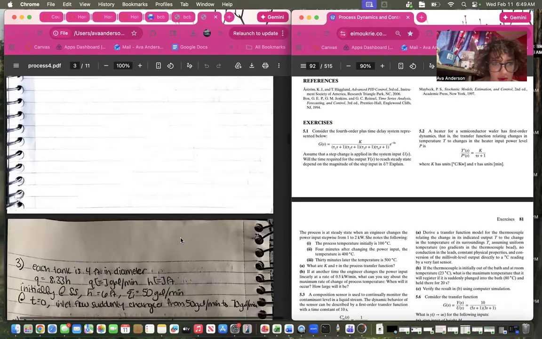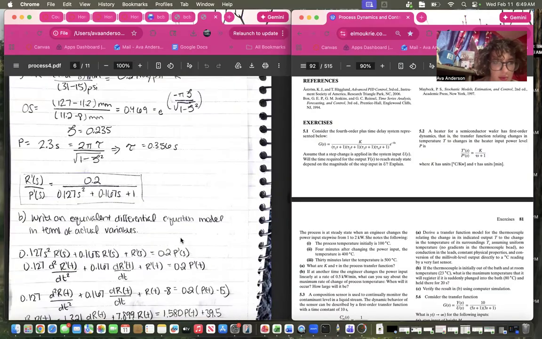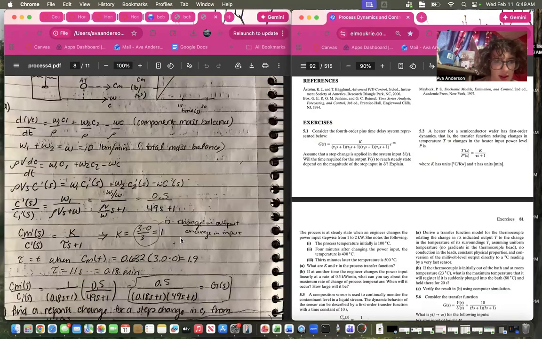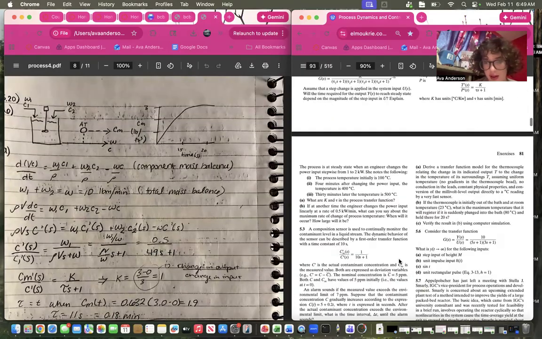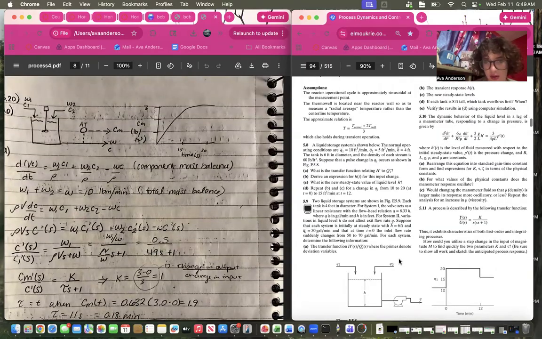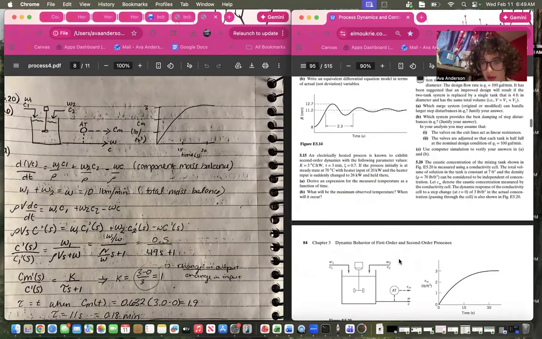Number 6 was probably the one that I had the most trouble with. Talking about it in class helped, but I still have questions. This is 5.20. I need to be able to look at it and not be confused.